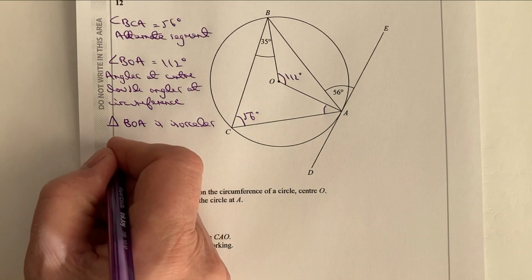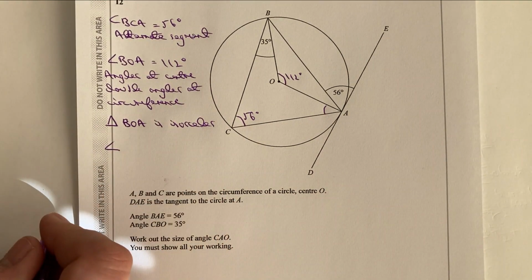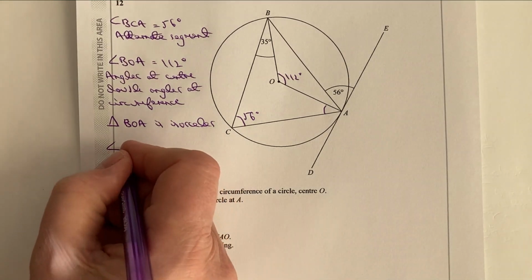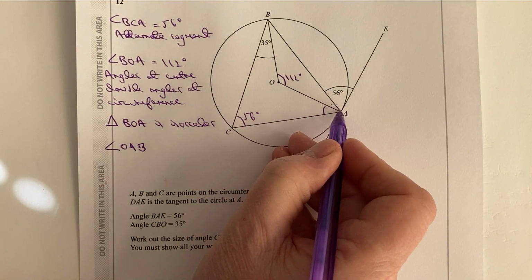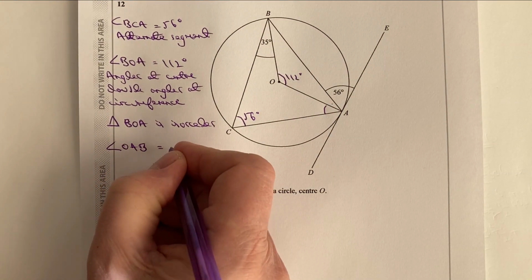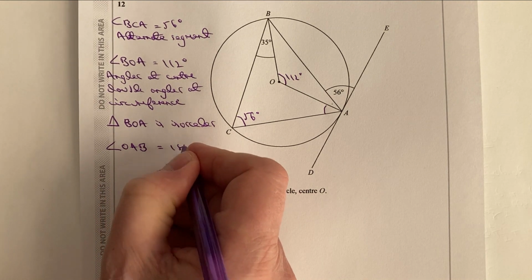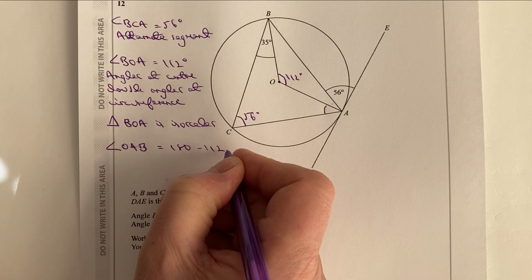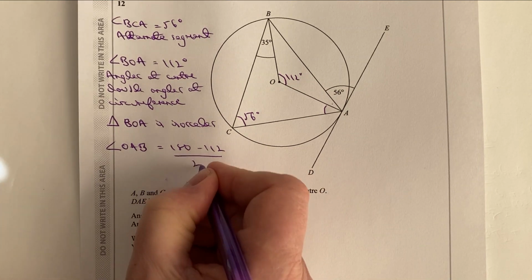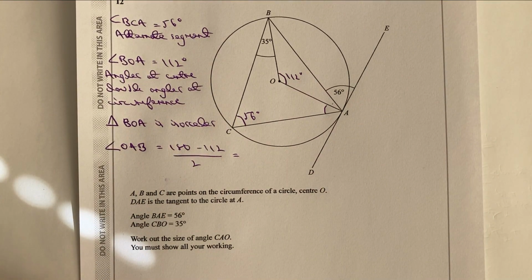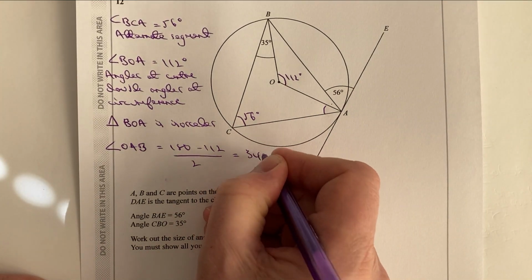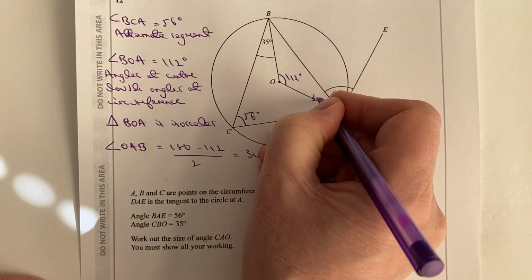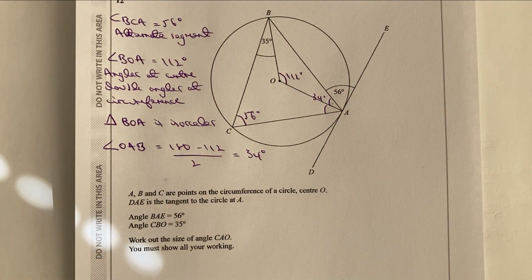So angle OAB, which is this angle here, is going to be 180 degrees minus 112, all divided by 2, which means that angle OAB is going to be 34 degrees, which is this bit here, 34 degrees. Okay, right, so we're getting a little bit closer with this now.